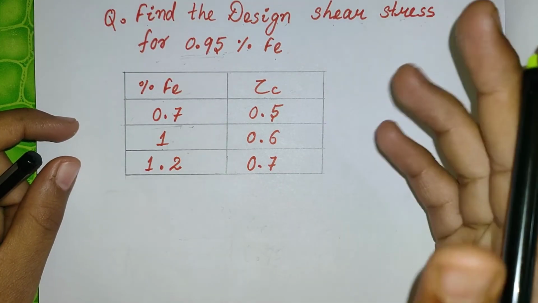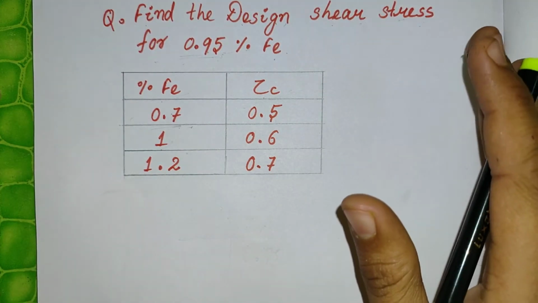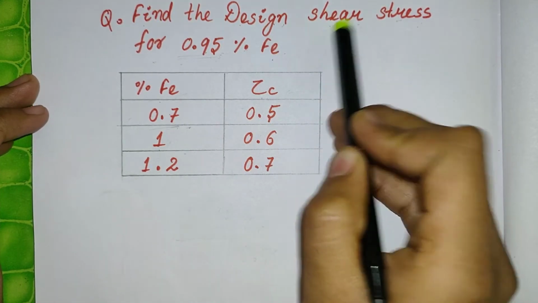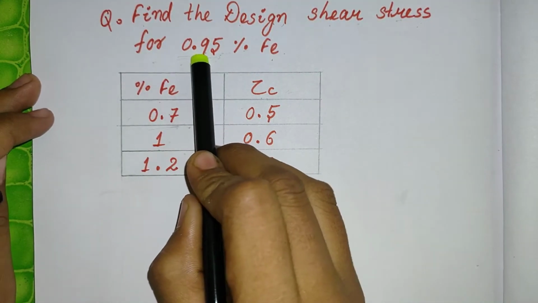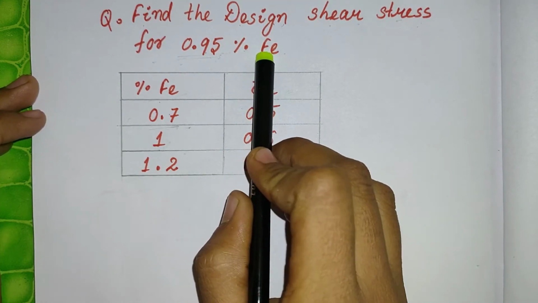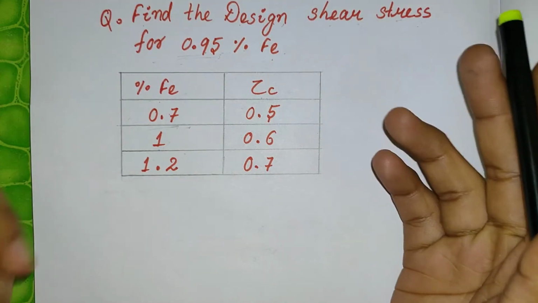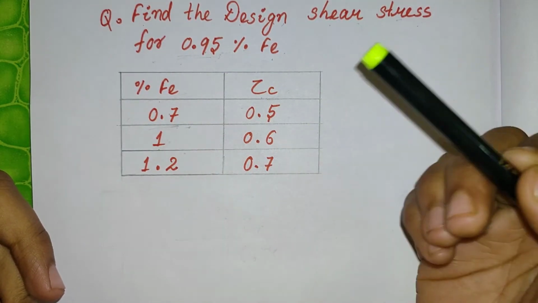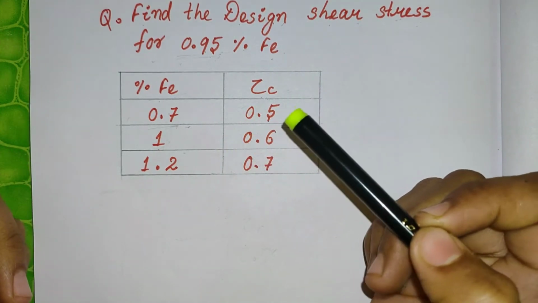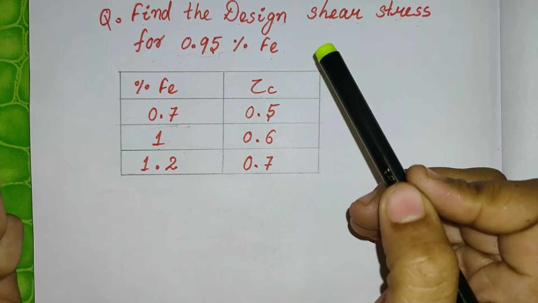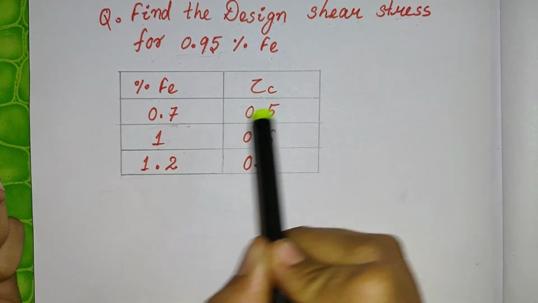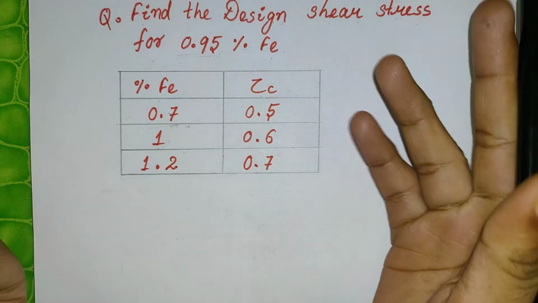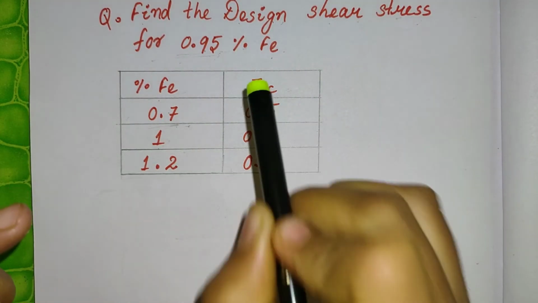Okay then, I have another question. After that your doubt will be more clear. So the question is, find the design shear stress for 0.95% of steel. Okay, both are given. The percentage of steel is given and also the shear stress, design shear stress. So here 0.95% will lie, I think, in between 0.7 and 1. And for that you have to find the corresponding value of tau c.